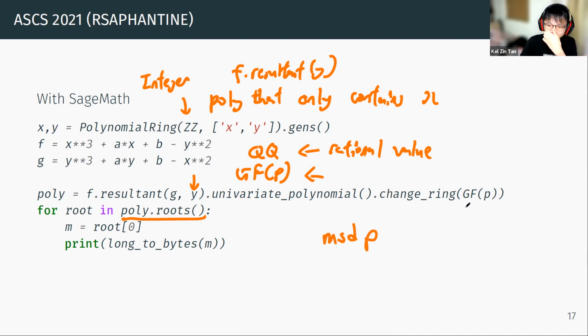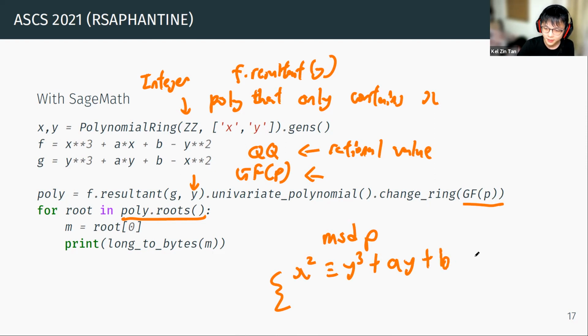So why am I using this GFP right here is because of the equation. So we have this one, right? So x is equivalent to y cubed plus ay plus b. So you notice the mod P here. So if you're dealing with some prime mod, then you can use GFP. But note that this P must be prime.